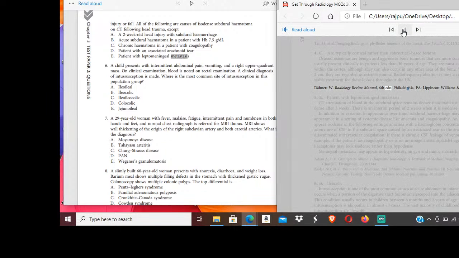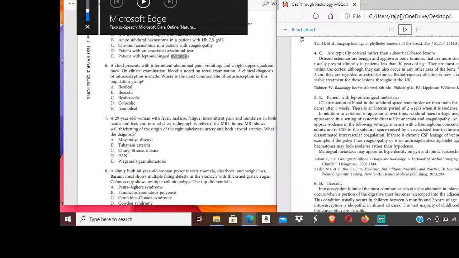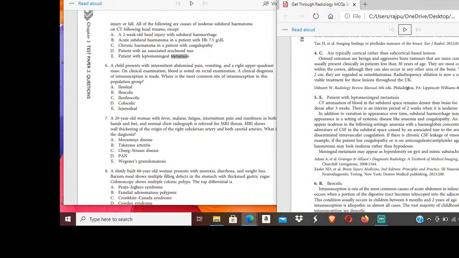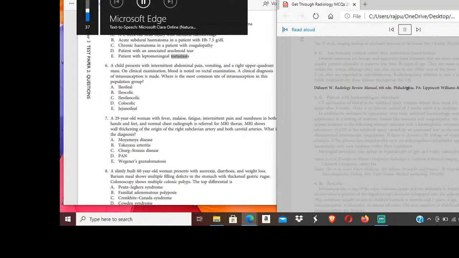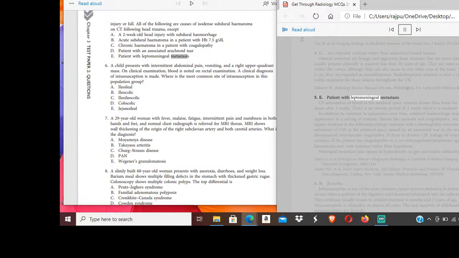6th ed. Philadelphia, PA, Lippincott, Williams and Wilkins. (2007:136). 5. E. Patient with leptomeningeal metastasis. CT attenuation of blood in the subdural space remains denser than brain for 1 week, and is less dense after 3 weeks. There is an interim period of 2 weeks when it is isodense to brain tissue.